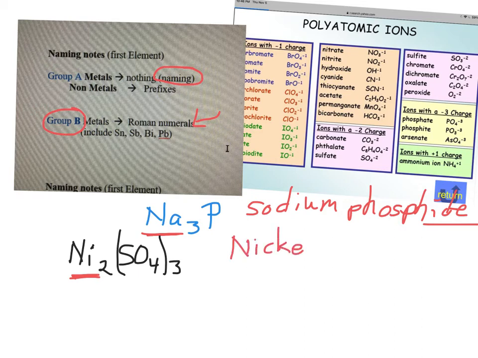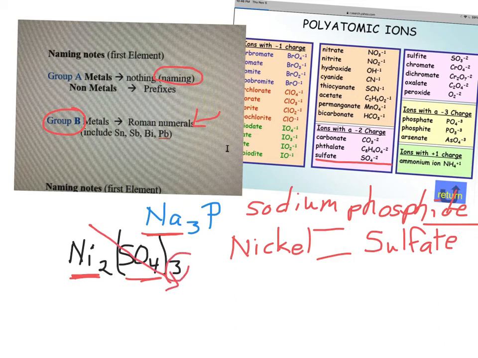Now, what used to be the charge for nickel is your Roman numeral. SO4 is one of your polyatomic ions, which is sulfate. So you have sulfate. There we go. Okay. Now, what used to be the charge for nickel? What went down? That 3 is what used to be the oxidation number. So that is going to be your Roman numeral. Okay?